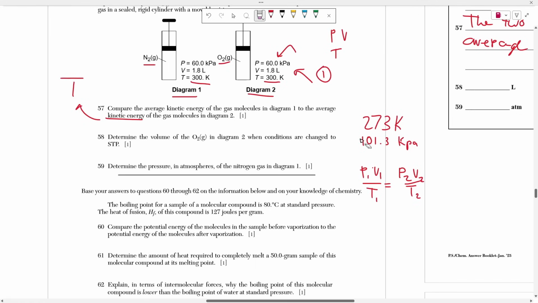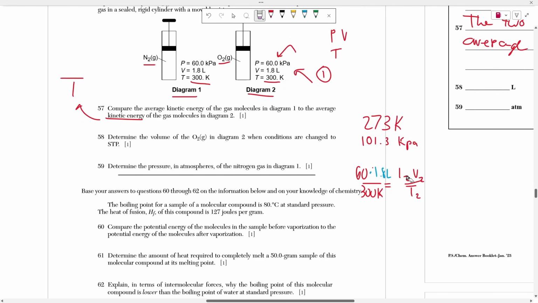So my initial pressure was 60 kilopascals. I'll put 60 here. My initial volume was 1.8 liters. So I'll do 60 times 1.8 liters, and divided by my temperature, which is going to be 300 Kelvin. 300 K.